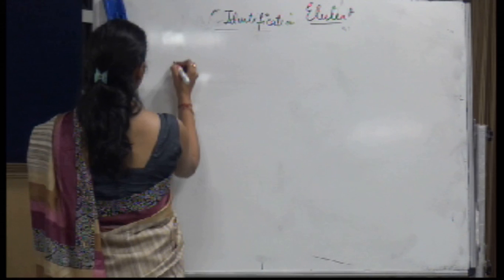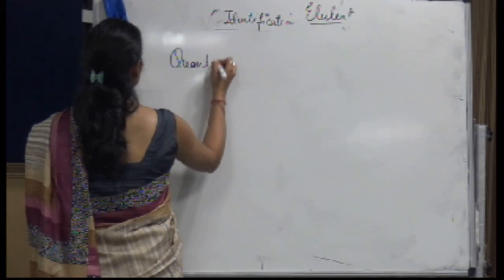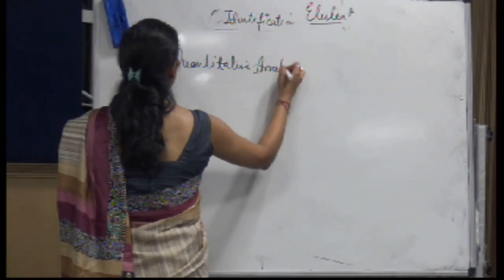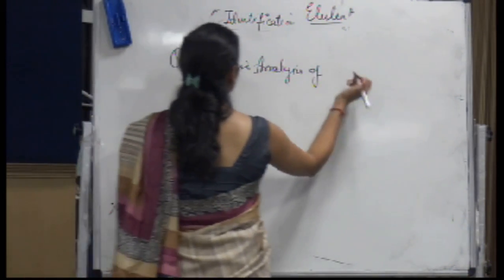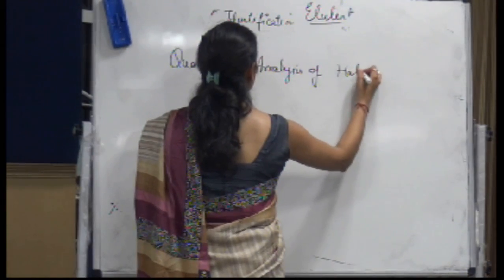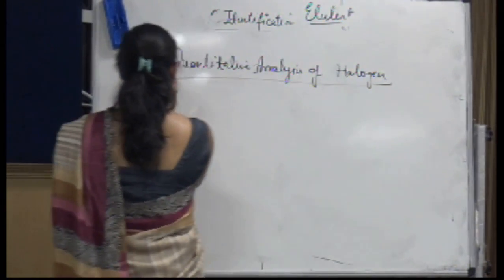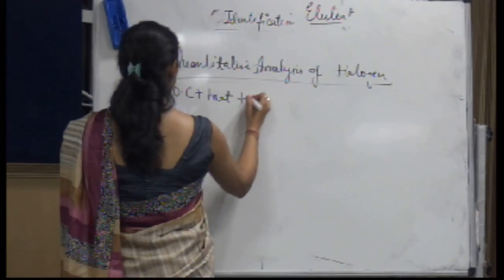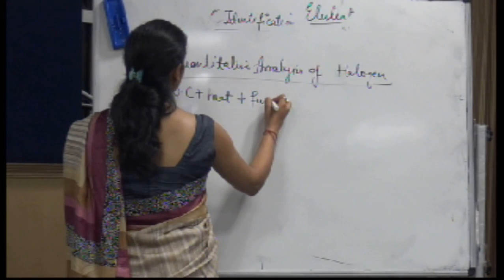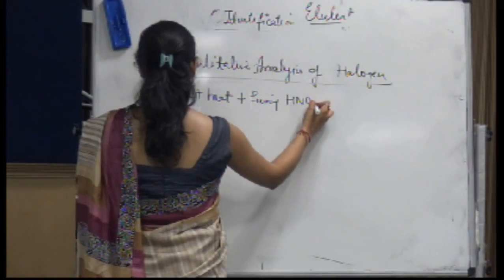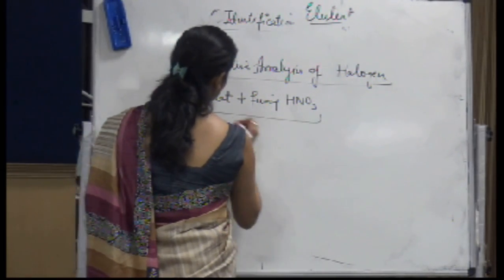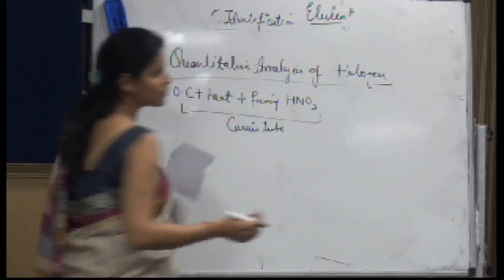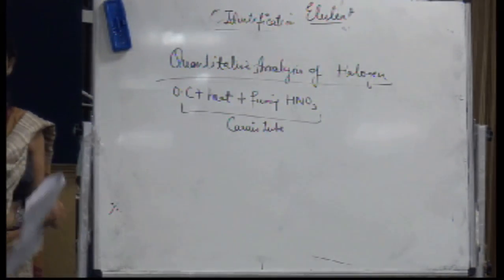Next method is quantitative analysis of halogen. For this you will take an organic compound and heat it in the presence of fuming nitric acid in a Carius tube. Carius tube क्या होता है? It is a sealed tube.